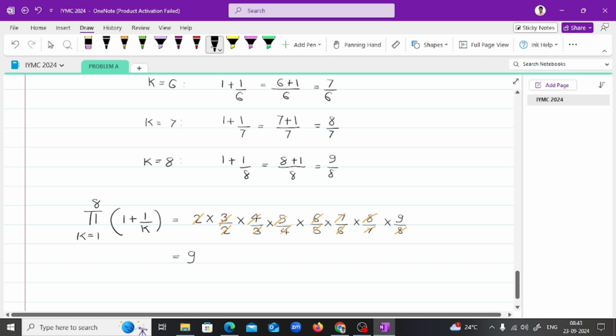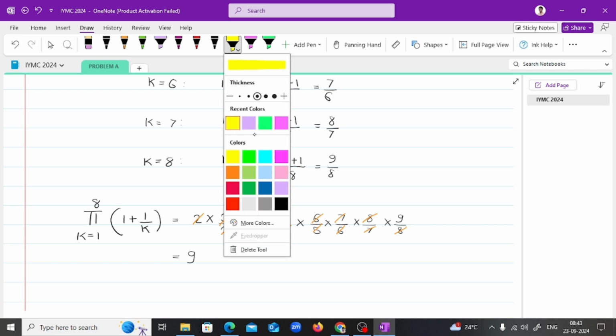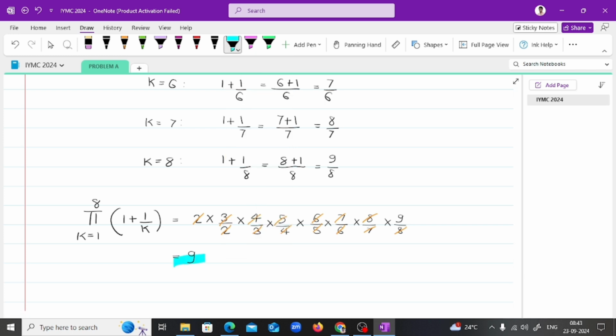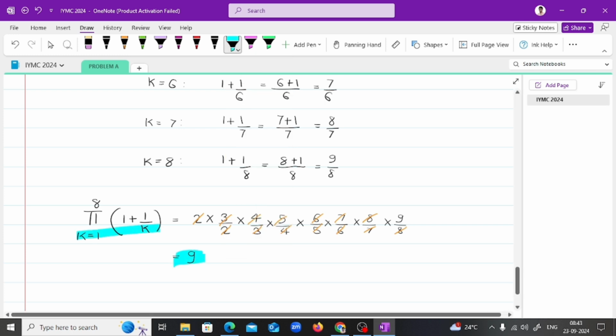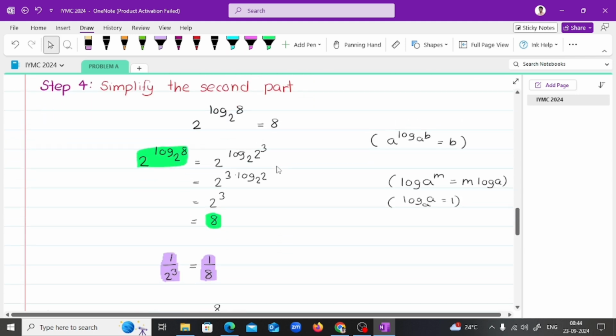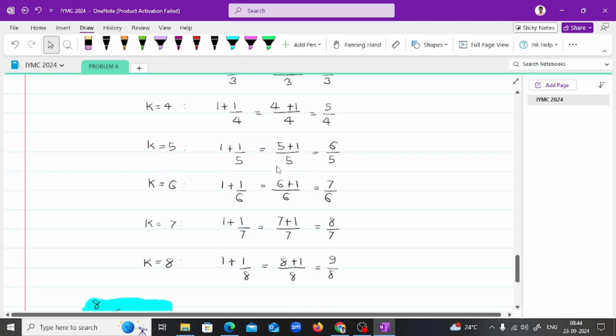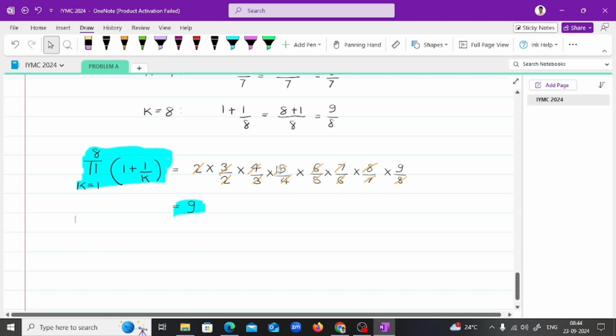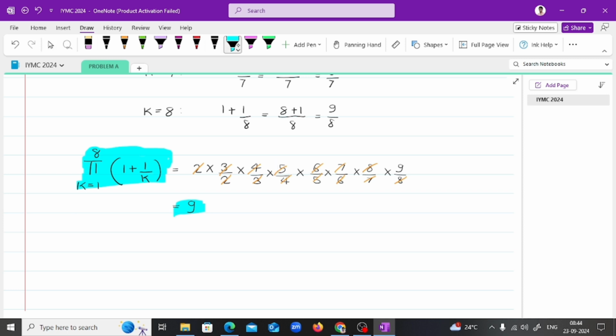So 9 is the value of this product. Okay, so I will highlight them. Now at this stage we had to find the value of each term from the second bracket. So the value of the first term was 8, the second term was 1 upon 8, and the third term was 9. Now we will combine the results from the second bracket to find the combined value of the second bracket.